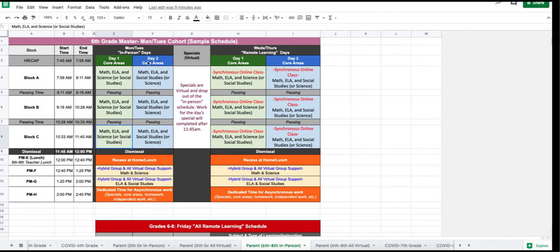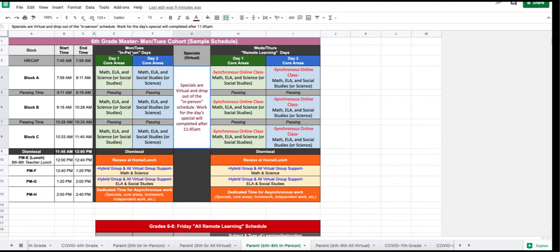So Monday, Tuesday, they would go through these classes right here. They would have 3 blocks of in-person instruction. The school day for 6th to 8th grade starts at 7:45. We will stagger the passing time so that both 7th and 8th grade aren't passing at the same time.